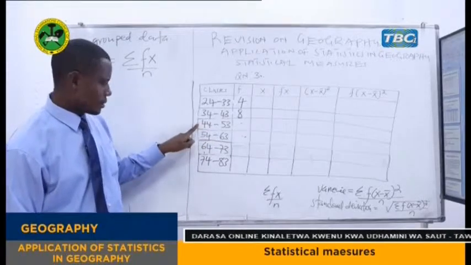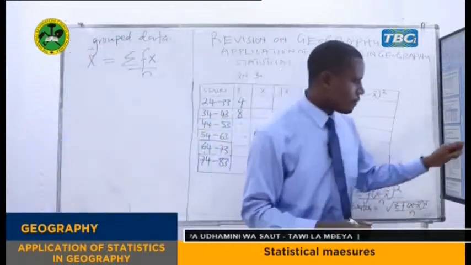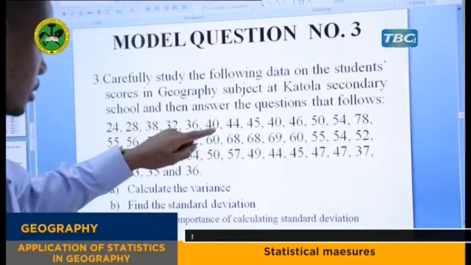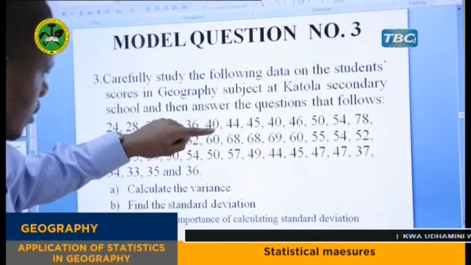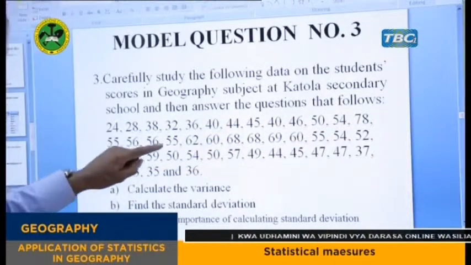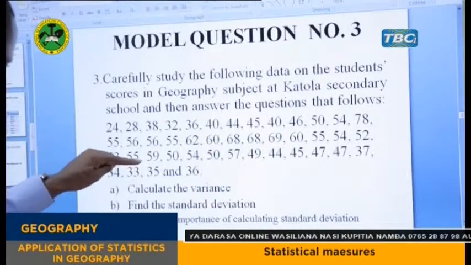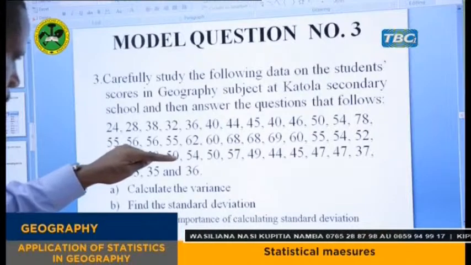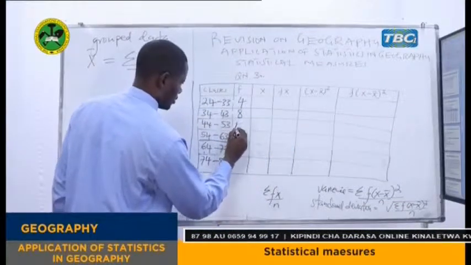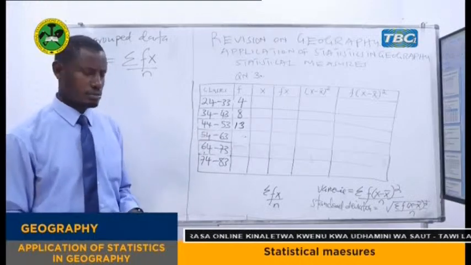Again, we go to the next class, that is from 44 to 53. Counting them: 1, 2, 3, 4, 5, 6, 7, 8. So they're about 13. So we have 13 students who scored from 44 to 53.